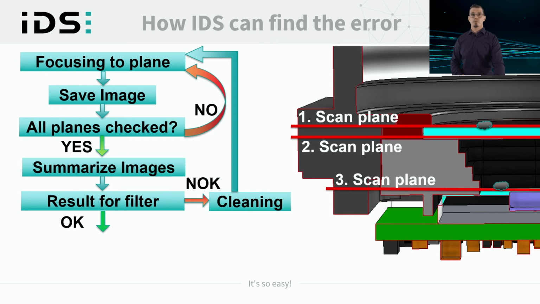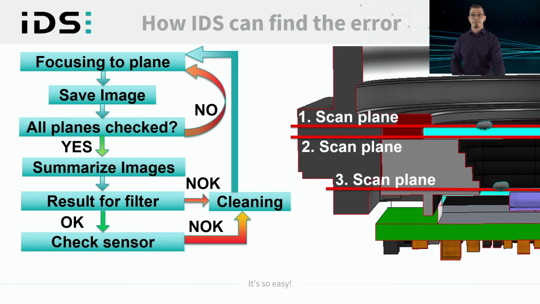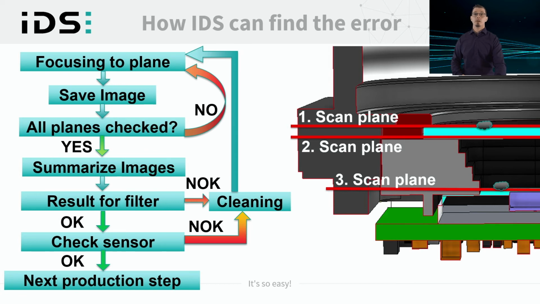After that, PaCo will focus to the sensor surface again to check if there was any damage caused during the assembly. If this check is also OK, the camera can be moved on to the next production step.